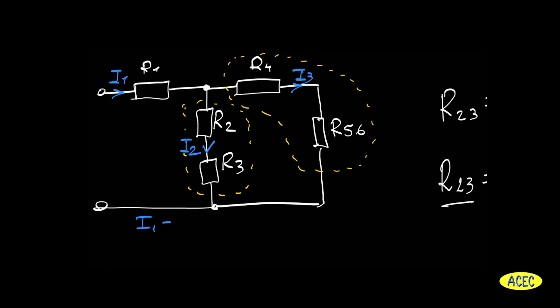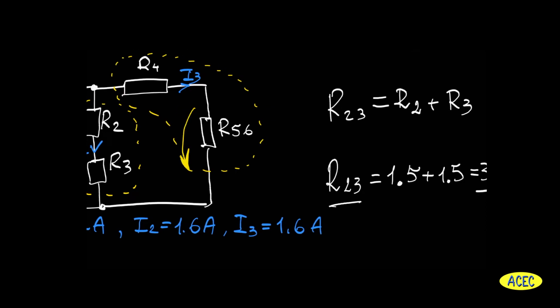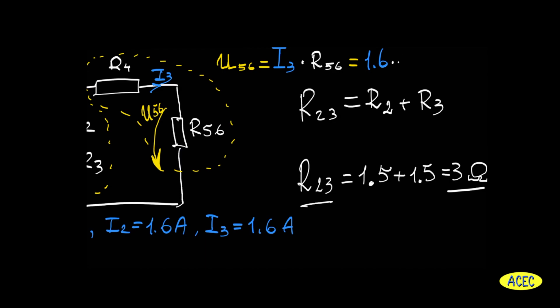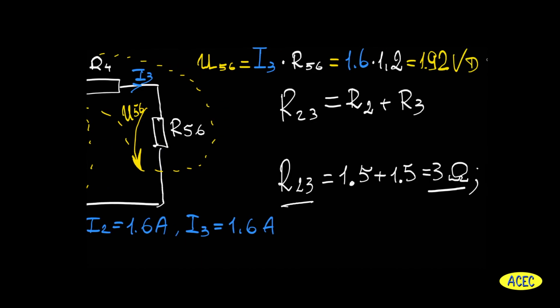We know these three currents, I1, I2, I3, and we need to find the voltage U56 between the two nodes to which resistor R56 is connected. Its value is 1.92 volts of direct current.